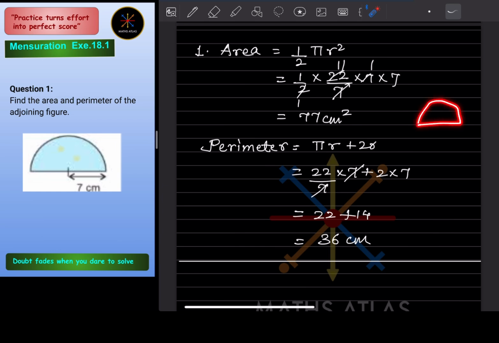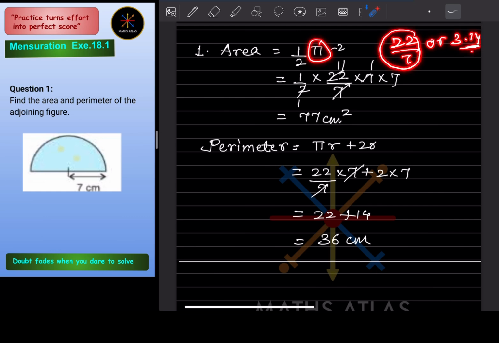So we want the area. Area means, as I told you, we have already seen the formulas first. So that is half pi r square. So half into, for the pi you can take either 22/7 or 3.14. Both are the same. Why 3.14? When you divide 22/7, you get 3.14. Here I have taken 22/7. In some questions, they have specified that you have to take 3.14. There you have to take 3.14 only, but here they are not specified, so we can take any of those.